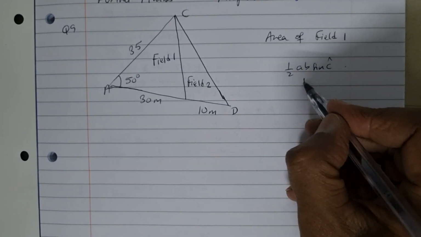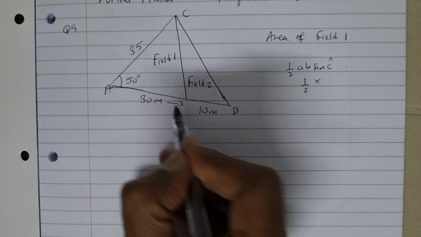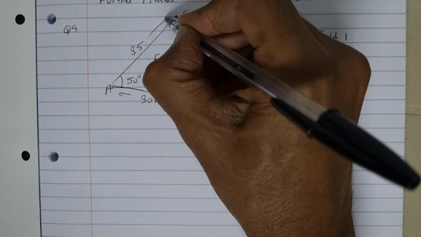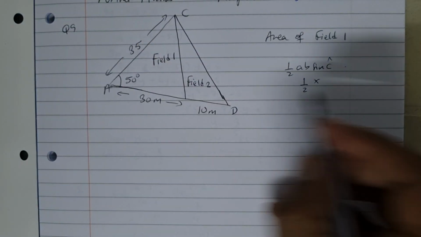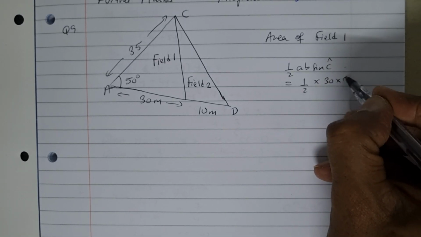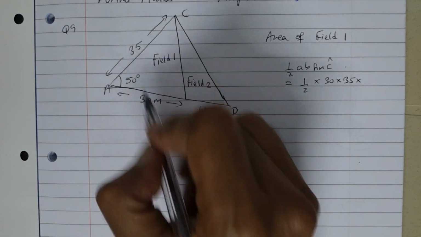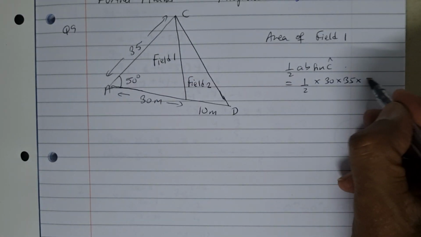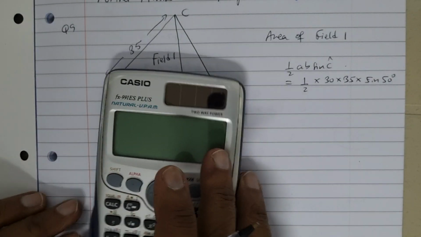So we have half times, this is going to be our value for A, 30 meters, and that's our value for B. This could be A and B or B and A, it doesn't really matter. So half AB, so half times 30 times 35 times the sine of the angle between these two sides, 50 degrees. So there's the sine of 50. Let's take a calculator here.